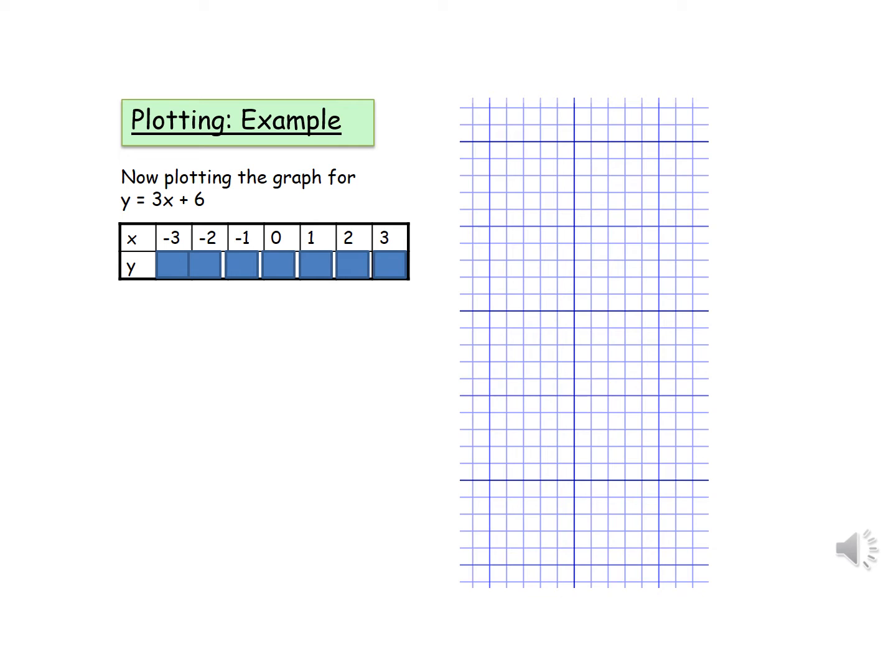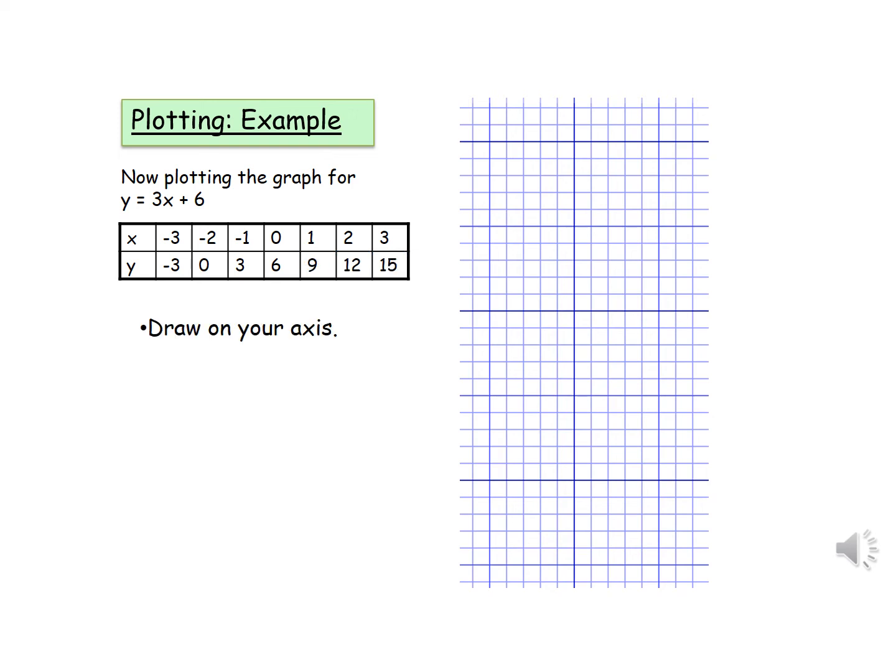Okay, let's have a look at this first example. We need to plot the graph for the equation y equals 3x plus 6. From the previous lesson, we did table of values. It is a similar thing. So when x equals minus 3, 3 times minus 3 is minus 9. Minus 9 plus 6 will give me minus 3, and so on and so forth. So once you have done your table of values, you should get something like this.